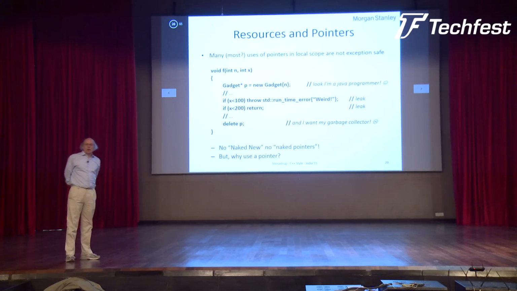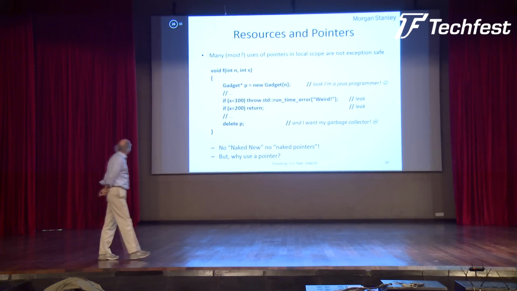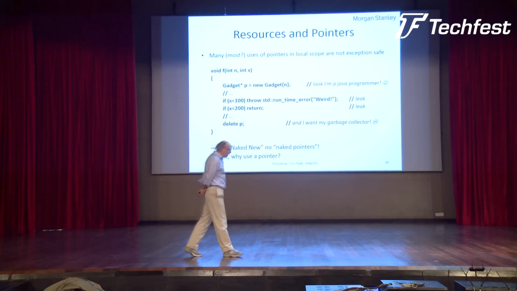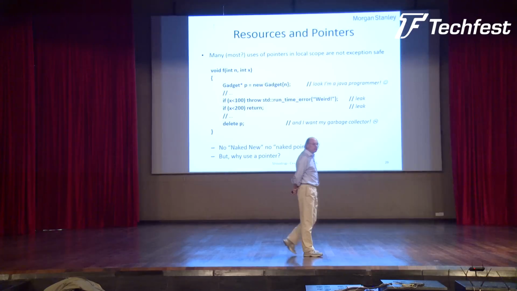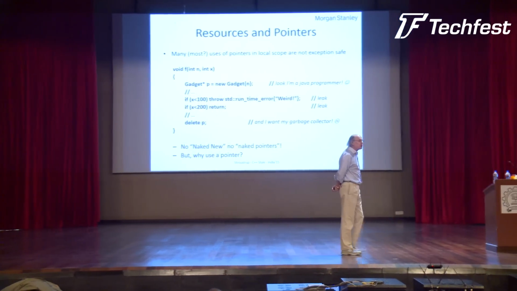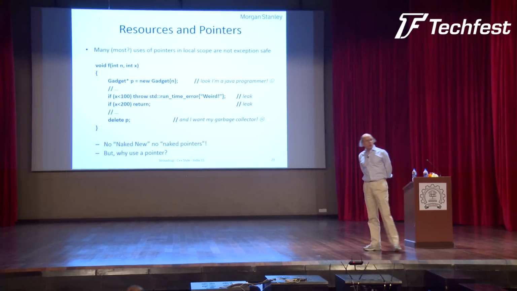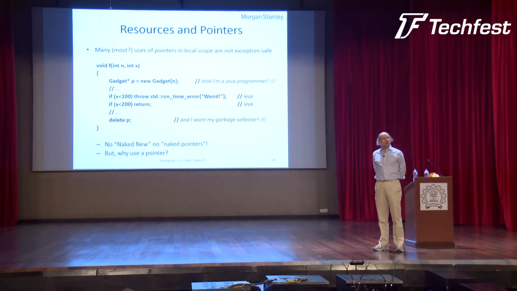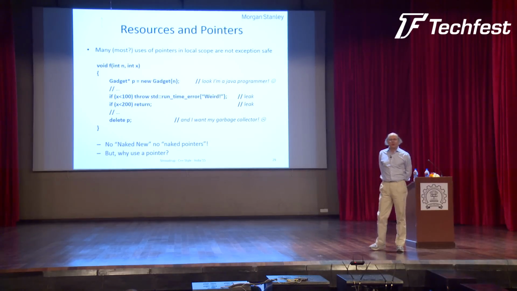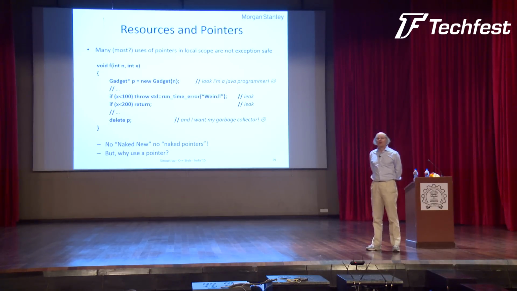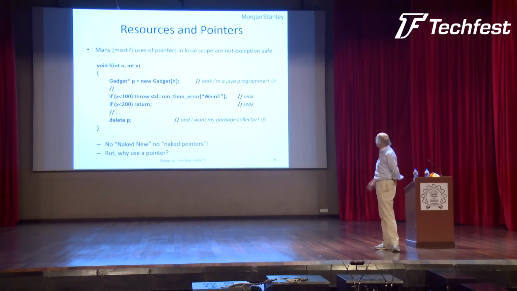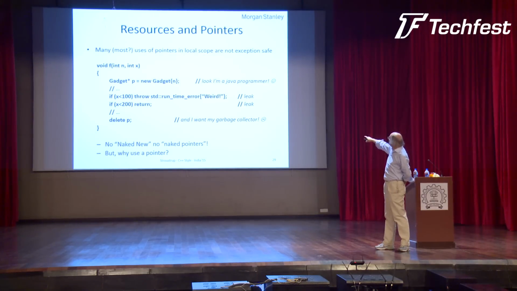So let's generalize this a little bit. Here we've got a function. I want a new gadget, and so in the best object-oriented style, I make myself a new gadget. I'm not going to tell you what a gadget is. It's something that does things. It may have resources in it, sockets, strings, memory, I don't know. But anyway, look at that code.